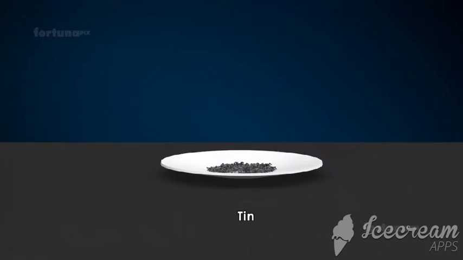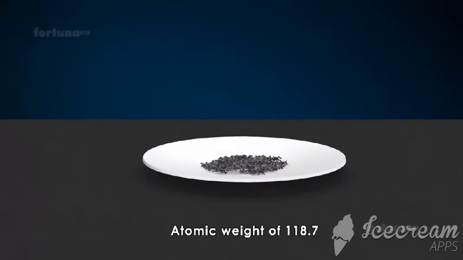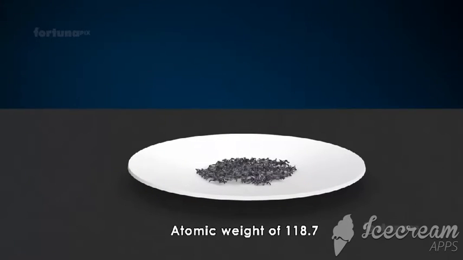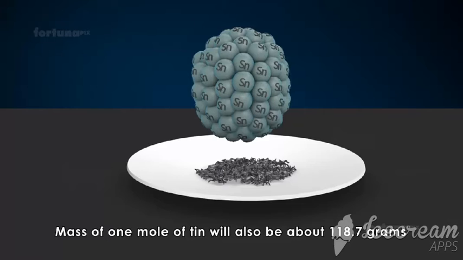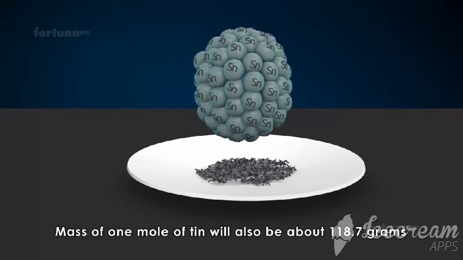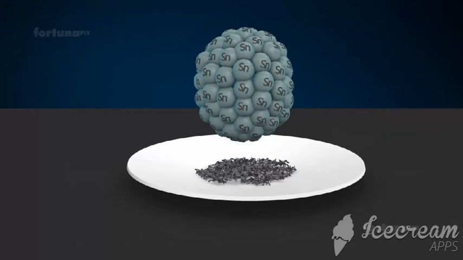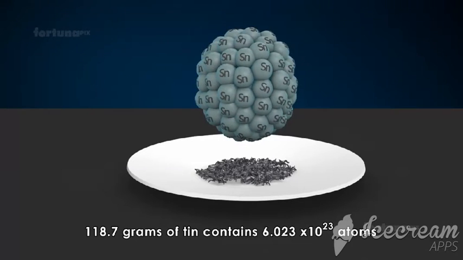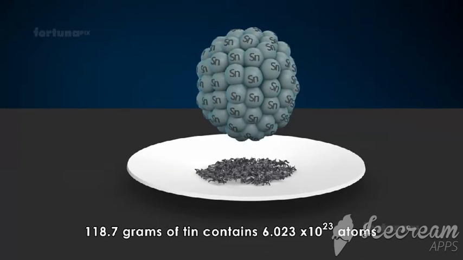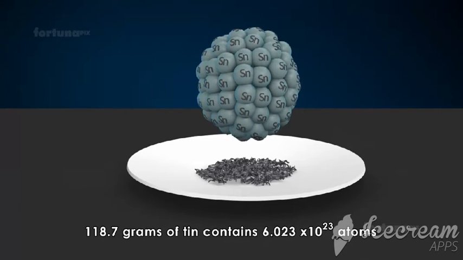Let's look at tin, which has an atomic weight of 118.7. The mass of 1 mole of tin will also be about 118.7 grams, implying that 118.7 grams of tin contains 6.023 × 10^23 atoms.